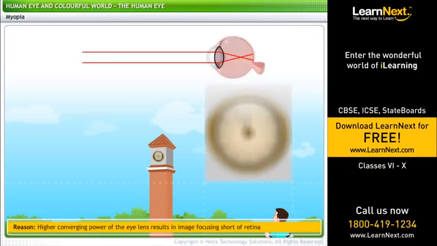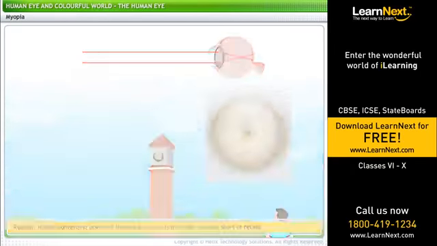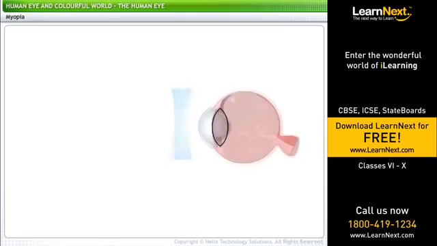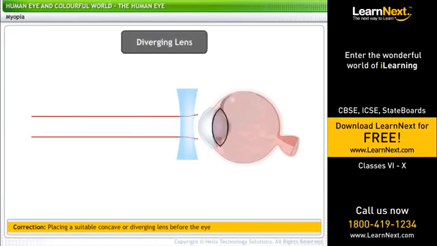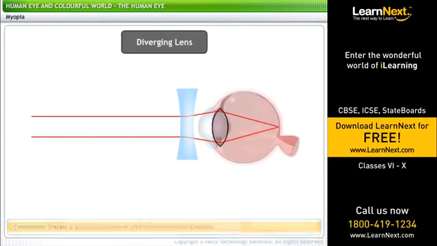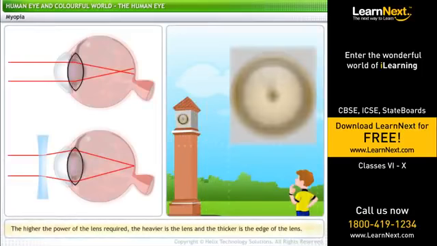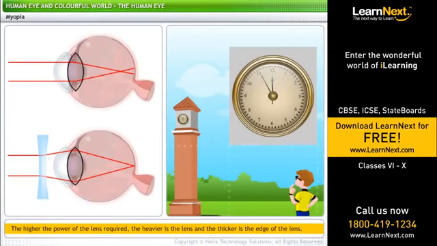So, how can you correct myopia? Myopia can be corrected by placing a suitable concave lens in the line of sight. When this is done, the parallel beam of light reflected from a distant object is first diverged by the concave lens and then converged by the eye lens to focus on the surface of the retina. The higher the power of the lens required, the heavier is the lens, and the thicker is the edge of the lens.